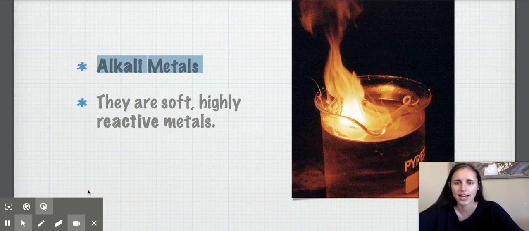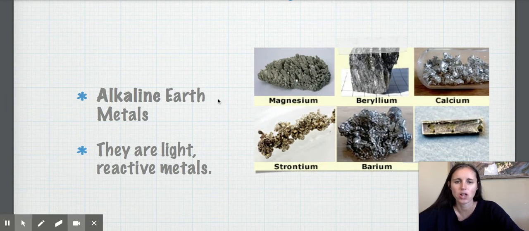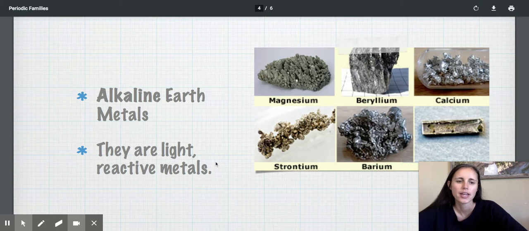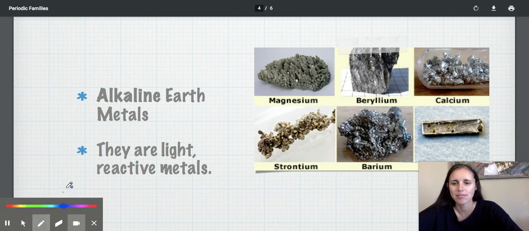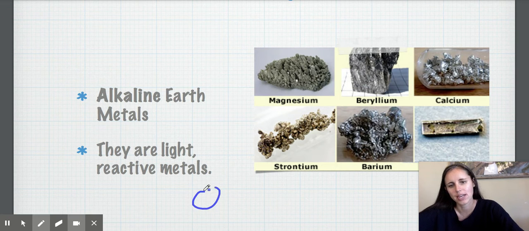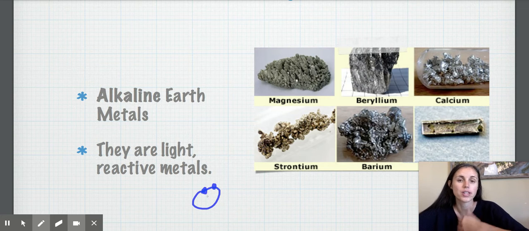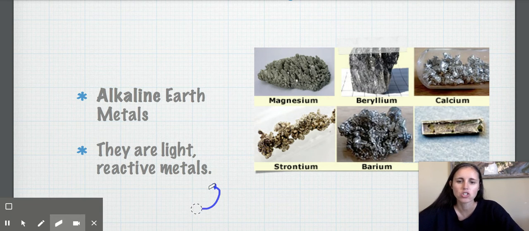All right, let's take a look at our next chemical family, the alkaline earth metals. I've got a couple examples here: magnesium, beryllium, calcium. They're light and they're reactive. Now notice it doesn't say the word very reactive. Alkali metals are much more reactive than alkaline earth metals. This is in the second column, so we have 2 valence electrons. 2 valence electrons are harder to lose than 1 valence electron. This extra valence electron makes them less reactive than alkali metals. So they're reactive, they're just not as reactive as alkali metals.